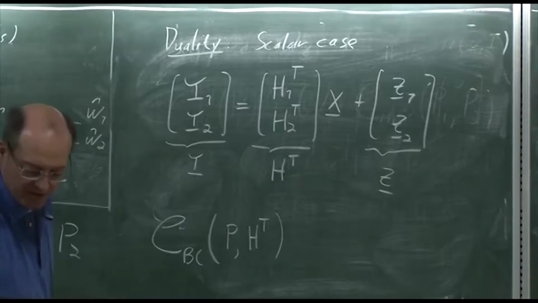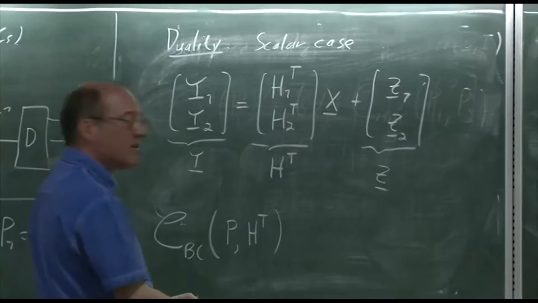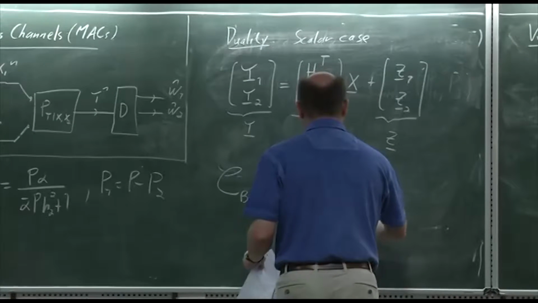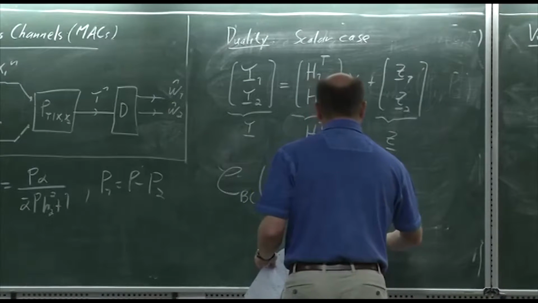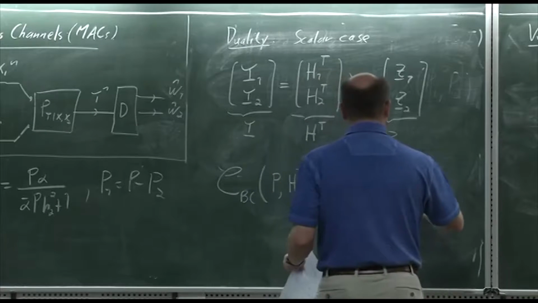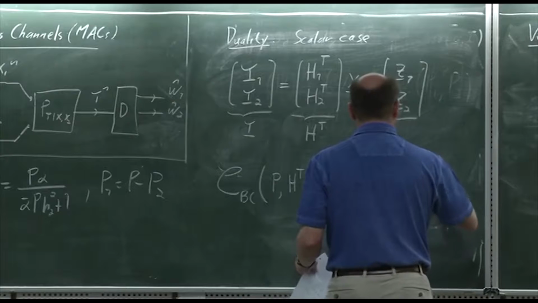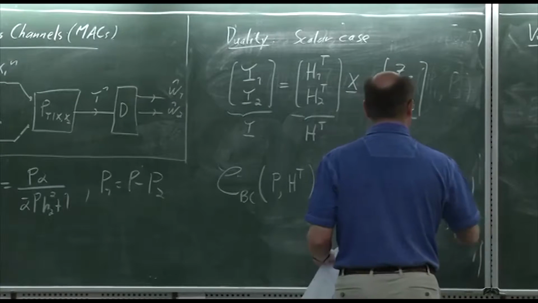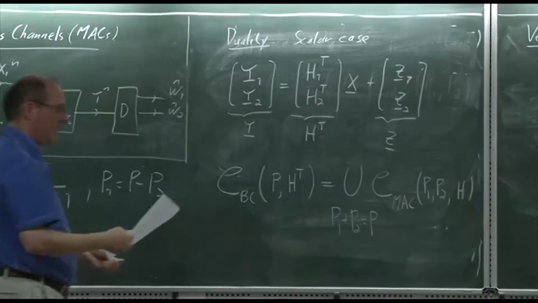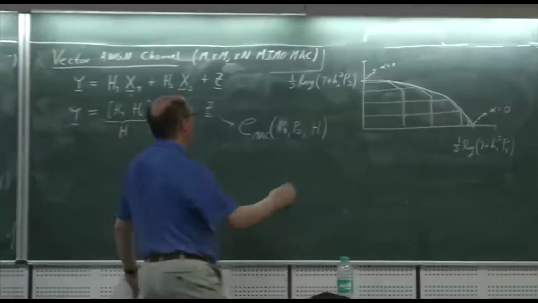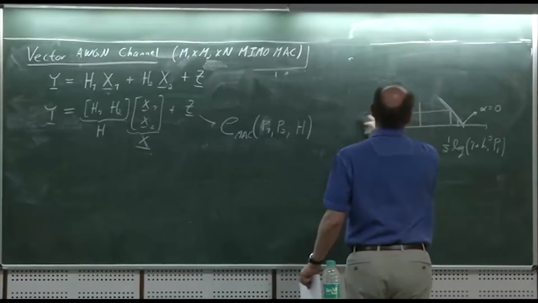And it turns out that what we just showed here for the scalar case is also valid for the vector case. Namely, that's the union over all C max P1, P2, comma H. Okay, that is the duality result. So just if I draw it once quickly, the duality is even a little bit stronger than that.